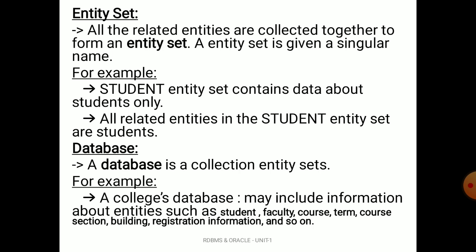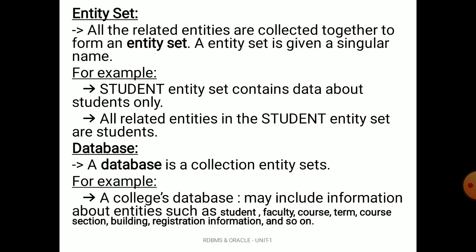Next one, entity set. All the related entities are collected together to form an entity set. An entity set is given a singular name. For example, a student entity set contains data about students only, and the related entities in the student entity set are students.